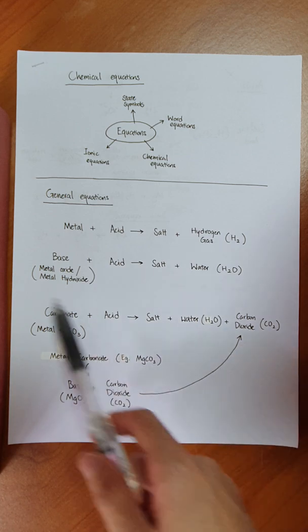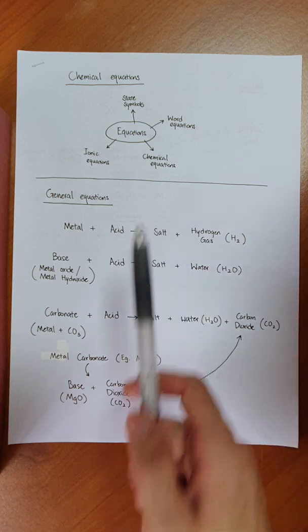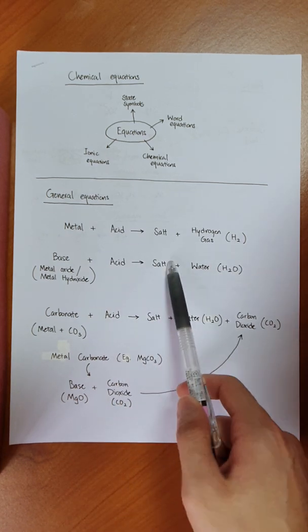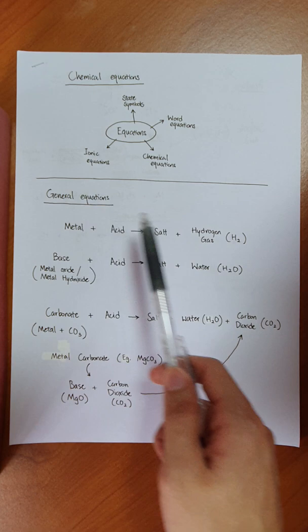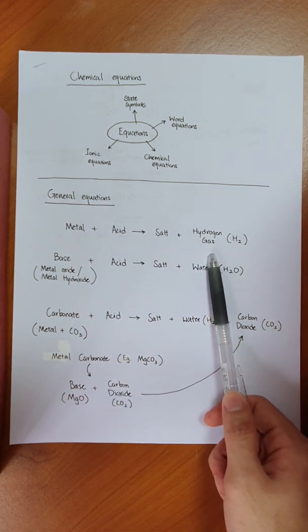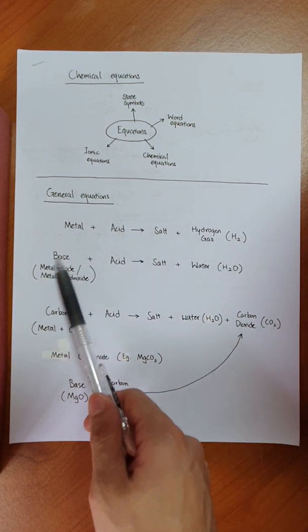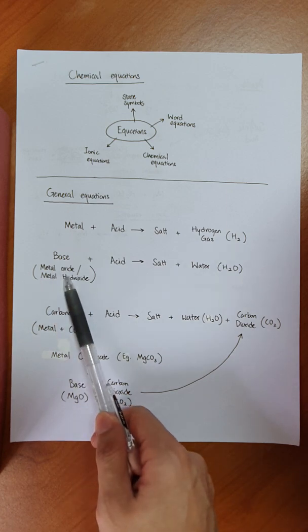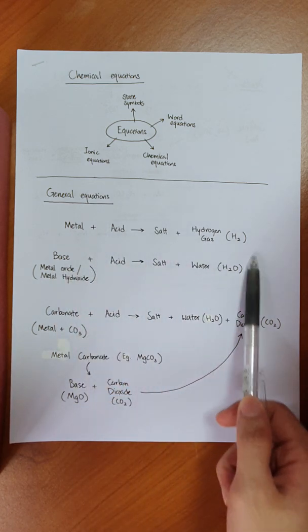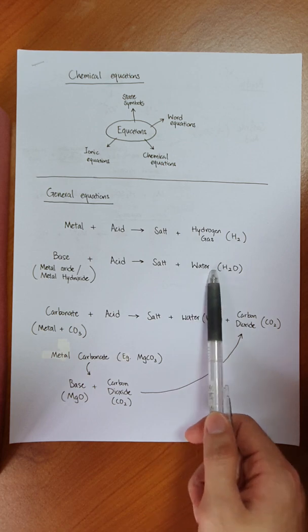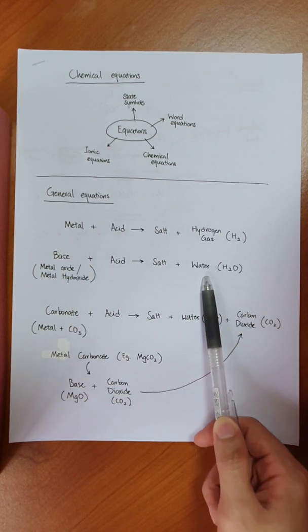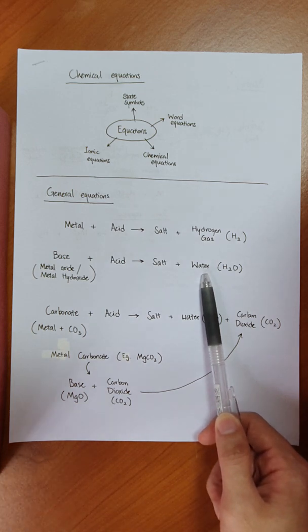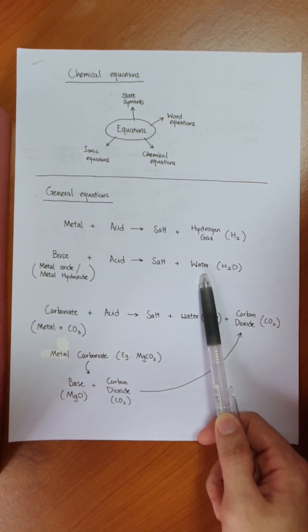Basically, you see these two variations of the general equation are just an extension of your metal plus acid. You see that your metal will produce hydrogen gas. A base is a metal oxide, so whatever you have remaining here will be hydrogen plus the oxide from the base, which gives you water. That's why base plus acid gives you salt and water, but there are more reasons.